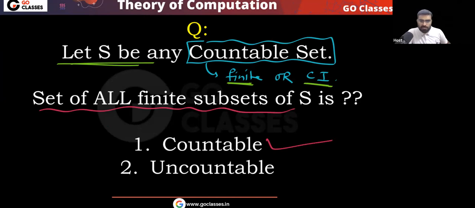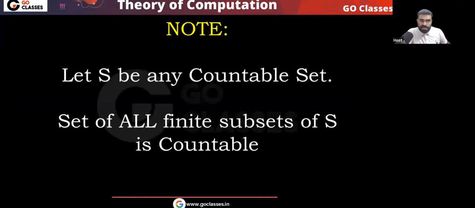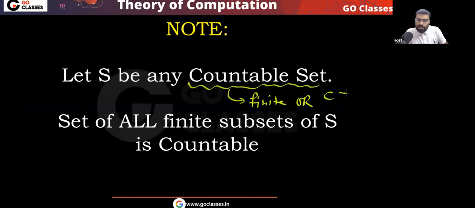So very simple. These things we have already seen. So this is a note. If S is any countable set, remember, when I say countable, this can be finite or countably infinite, then the set of all finite subsets of S will be countable.